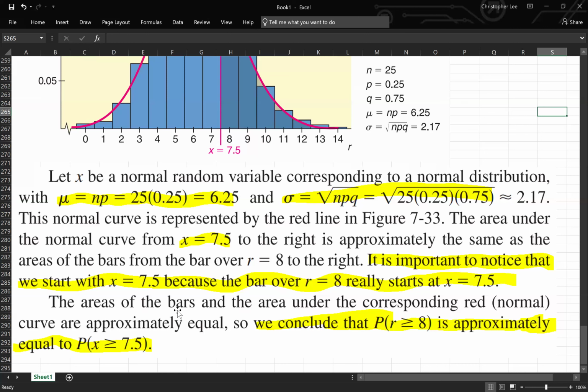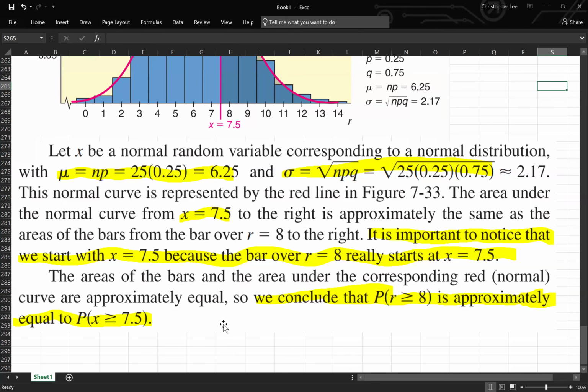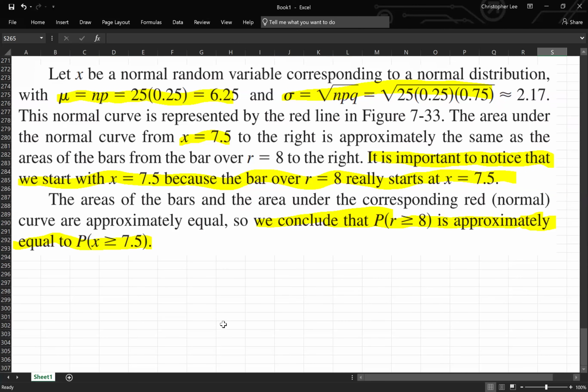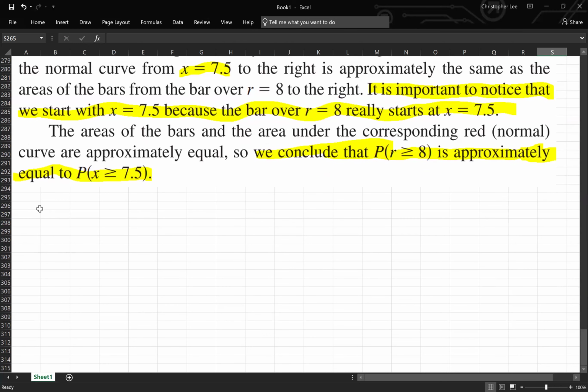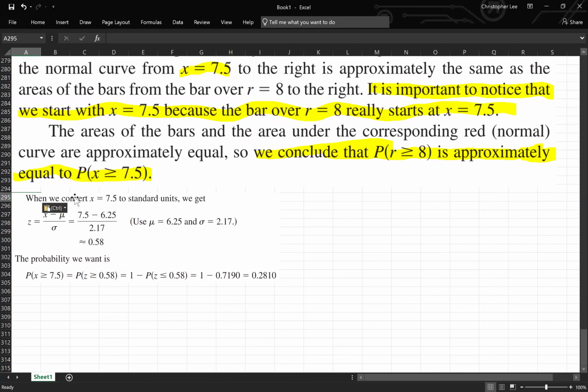The areas of the bars and the areas under the corresponding red normal curve are approximately equal. So we conclude that the probability of r greater than or equal to 8 is approximately equal to the probability of x greater than or equal to 7.5, right? And now, once we have this, we're right back to what we were doing last week. Light work, all right? So let's just run through this real quick.